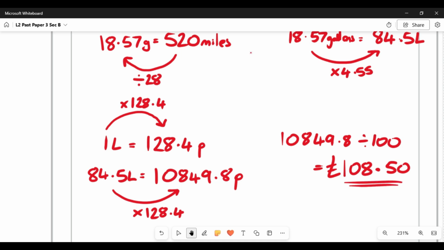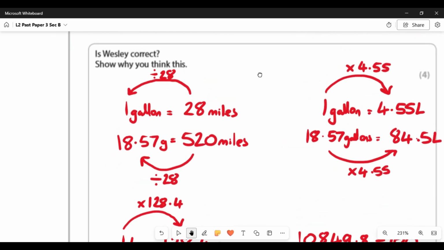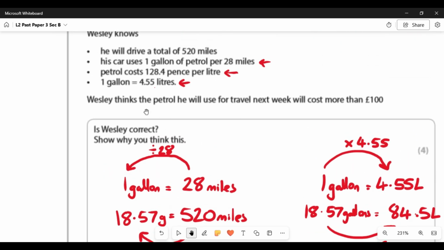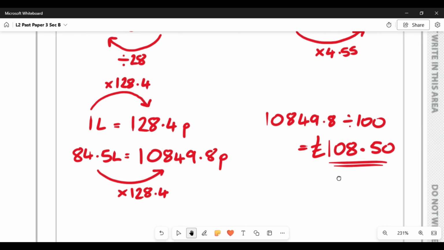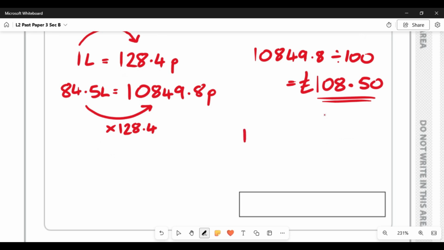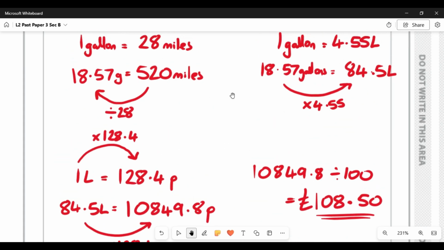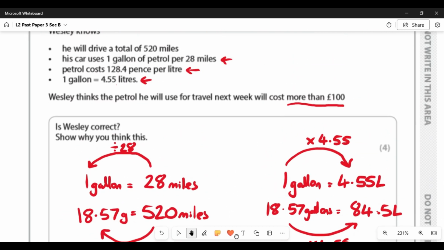There's my final answer. What did he say? I think we got pretty close to what he was saying. He said, or he thinks, the petrol he will use for travel next week will cost more than £100, and yeah, it is more than £100. It's actually £108.50. So you could say 108.50 is greater than 100. So yes, there's your final answer, and that'll get you, how many marks was it? 4 marks for doing that.